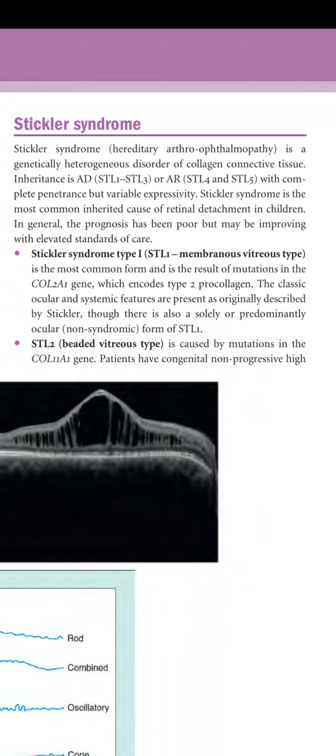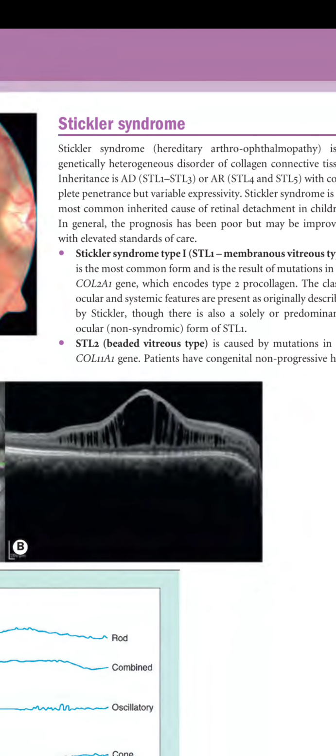Stickler syndrome, hereditary arthro-ophthalmopathy, is a genetically heterogeneous disorder of the collagen connective tissue. Inheritance is autosomal dominant STL1 to STL3, autosomal recessive STL4 and STL5, with complete penetrance but variable expressivity. So basically, Stickler syndrome is a collagen connective tissue disorder. So that is why the bones are also affected and the eyes are also affected.